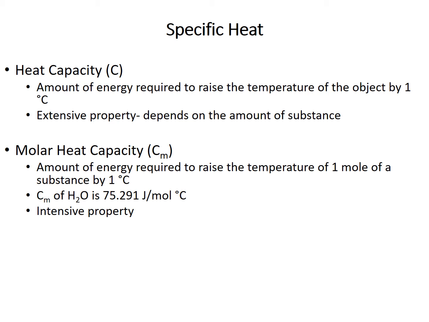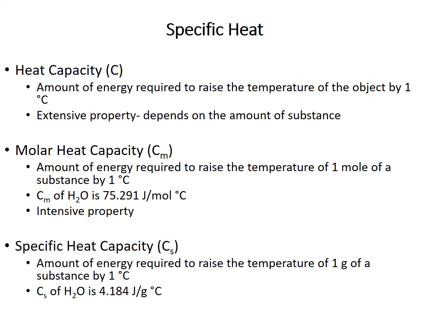Oftentimes we're interested in this because different things have very different molar masses. So a lot of metals actually have pretty similar molar heat capacities, though they don't have very similar specific heat capacities, which is what we're ultimately going to talk more about. This one's also intensive. So a specific heat capacity, which is C sub S, sometimes you'll see it written as capital S. I tend to not like that as much, but C sub S is the one that I see probably more frequently.